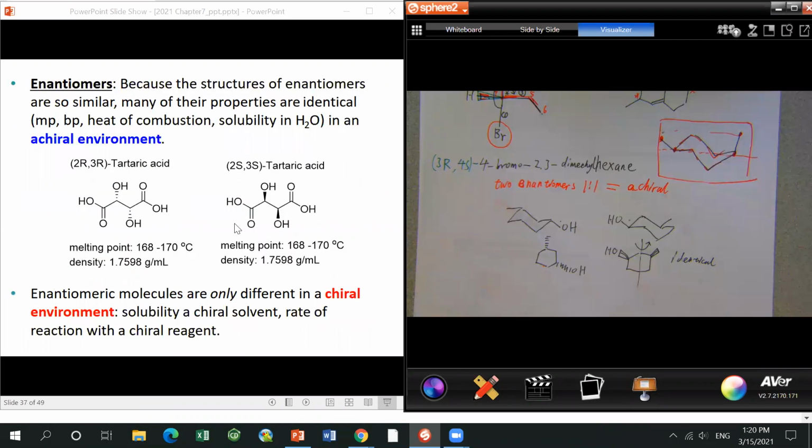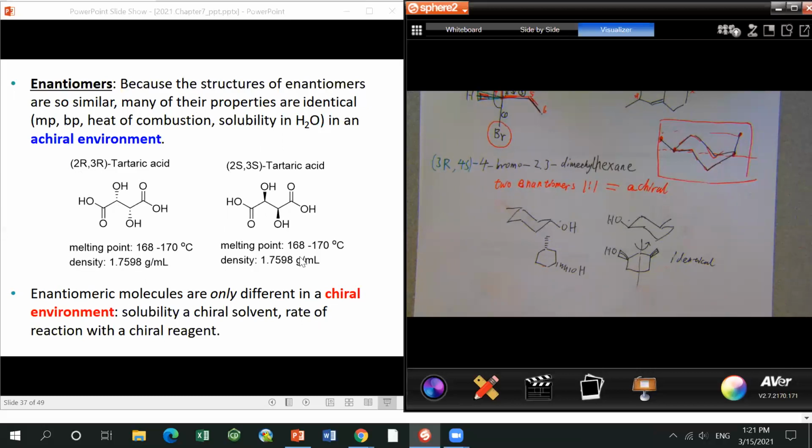Then we come to the enantiomers. Enantiomers have identical physical properties in an achiral environment: the same melting point, same boiling point, and same solubility in water. Water is an achiral molecule, which is why I call it an achiral environment. One example is 2R,3R tartaric acid and 2S,3S tartaric acid. You can see both of their centers are opposite, so they should be enantiomers of each other, with the same melting point and also the same density.